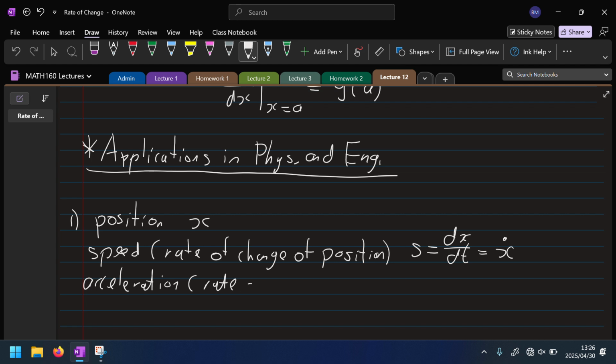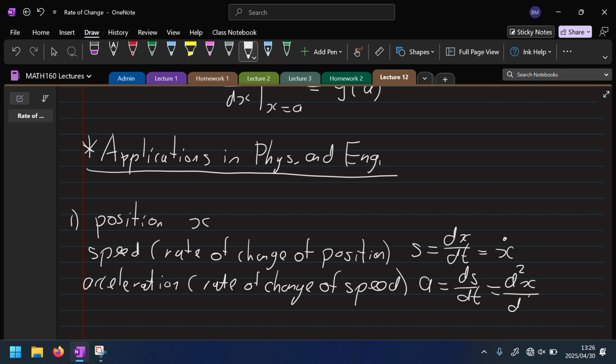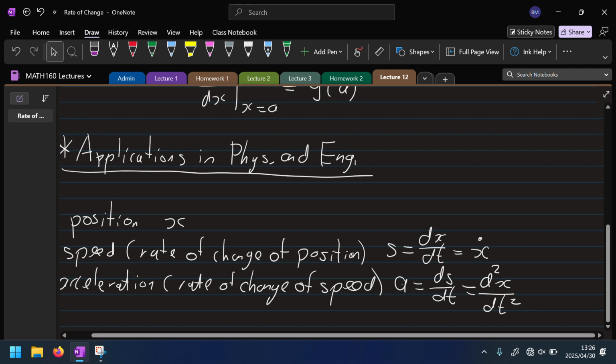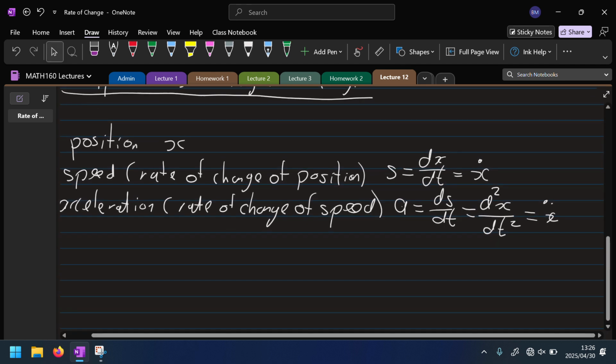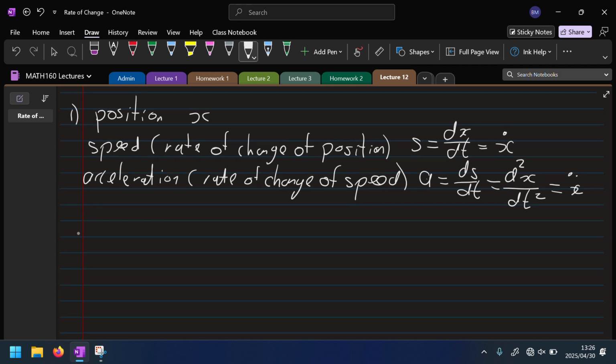Okay, then we have the acceleration. That is the rate of change of speed. Okay, everything is rates of change of something. So that's going to be a, that will be ds by dt, the rate of change of the speed. Or we could write this as d2x dt squared, the second derivative, because the speed is already the first derivative. Acceleration, that's another derivative. So the second derivative of position. Or you can write this as x with 2 dots, because there's 2 time derivatives. Okay, that's one of the applications we'll look at.